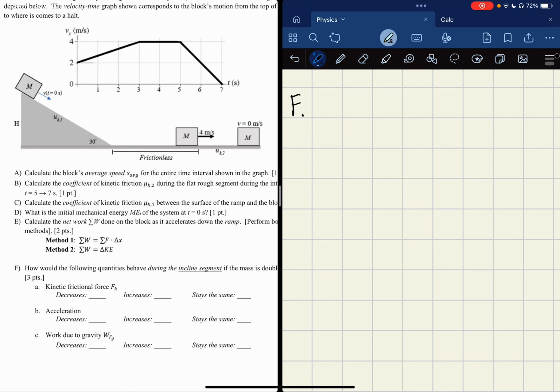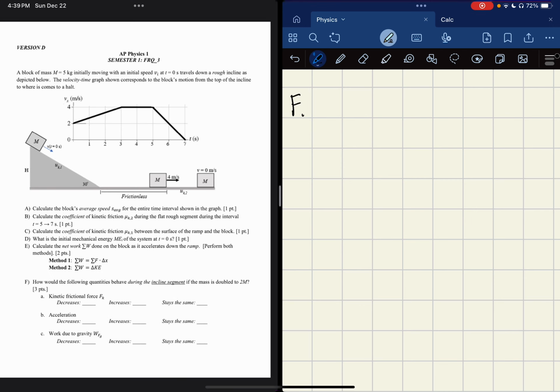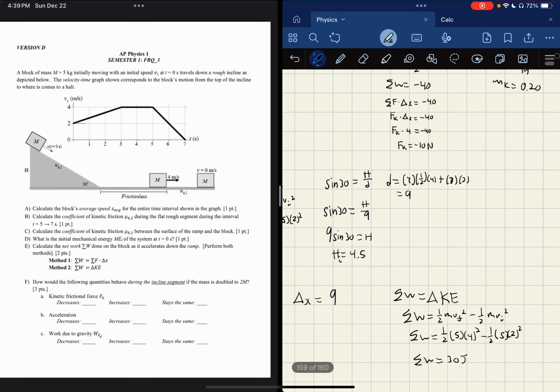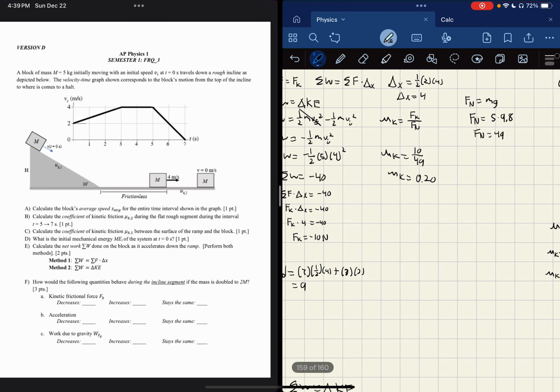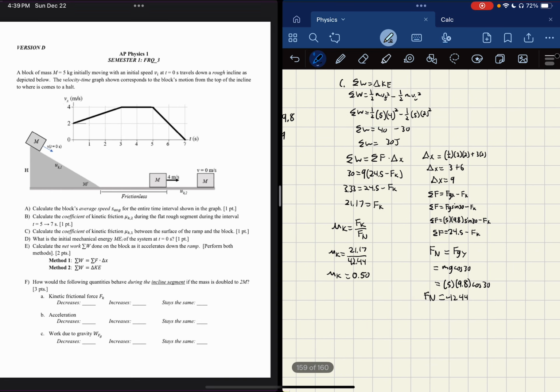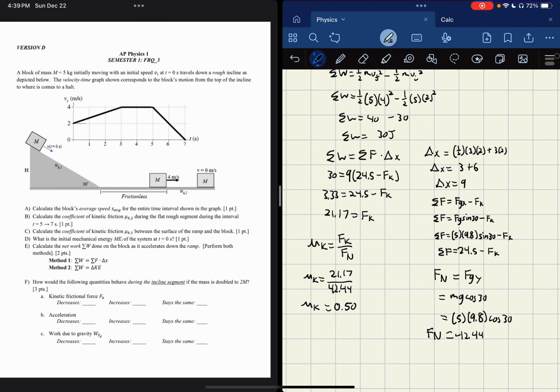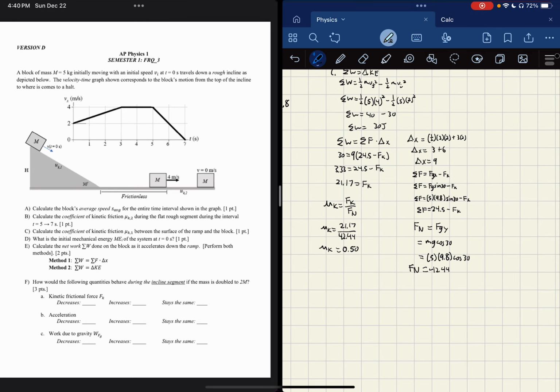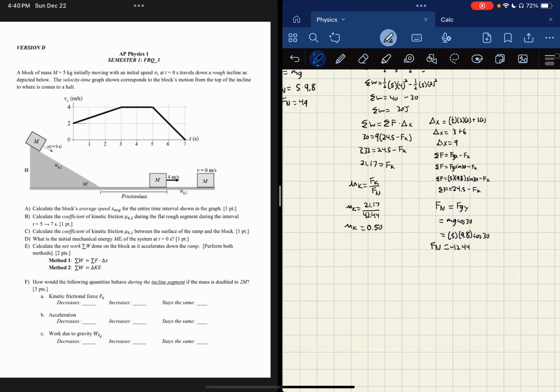It basically asks how would the following quantities behave during the incline segment if the mass is doubled to 2m. So for A, your frictional force, Fk, would increase. And that is because if you look over here, when we found Fk during the incline segment, we involved the use of mass. So if your mass increases, your Fk will also increase.